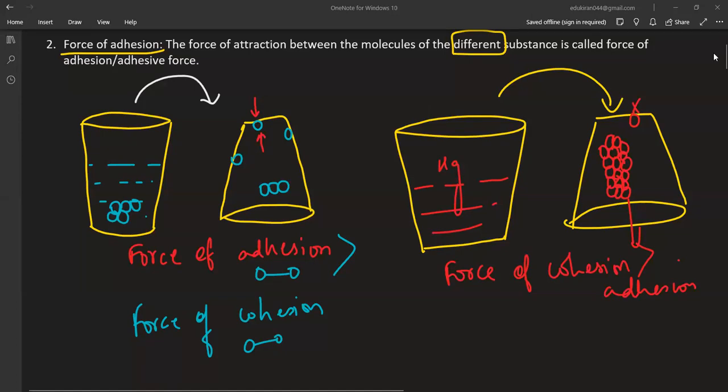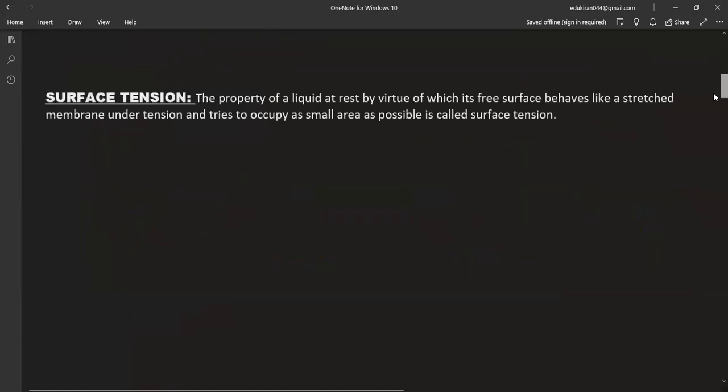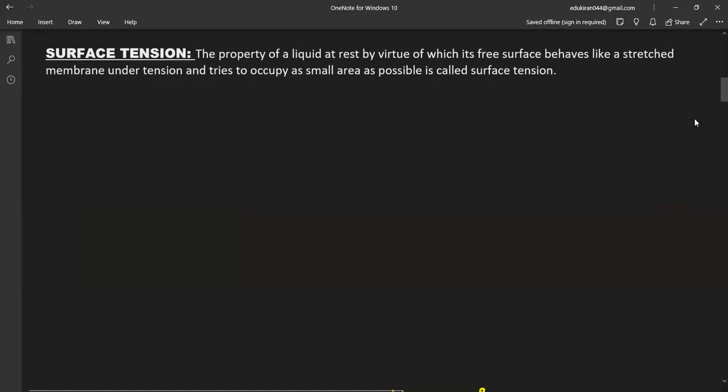Okay, let's start with surface tension now. Now, what is meant by surface tension? Surface tension is basically the property of a liquid at rest by virtue of which its free surface behaves like a stretched membrane under tension and tries to occupy as small area as possible. This is known as surface tension.